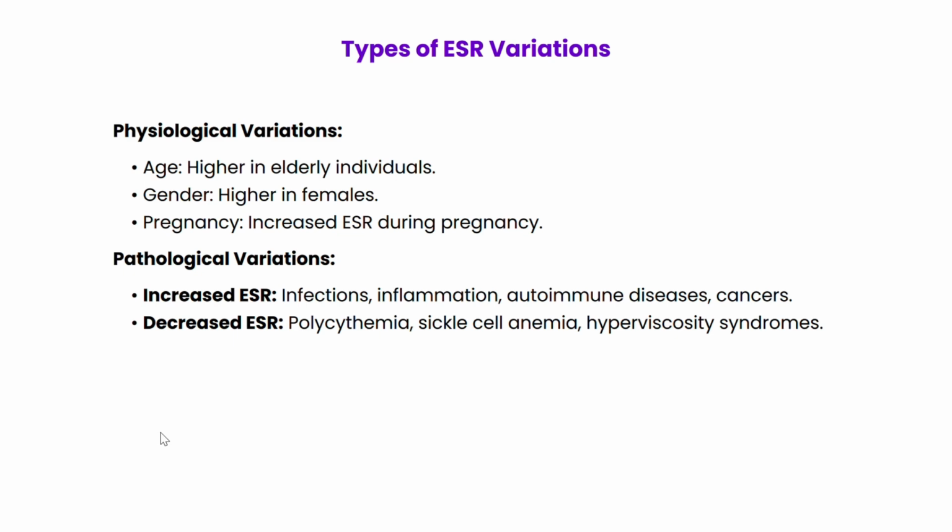ESR can vary due to both normal and abnormal conditions. Physiological variations include natural changes like higher ESR in elderly people, in females compared to males, and during pregnancy. Pathological variations, on the other hand, occur due to diseases. ESR increases in conditions like infection, inflammation, autoimmune diseases, and cancers. It decreases in diseases like polycythemia or sickle cell anemia, where the blood becomes thicker.